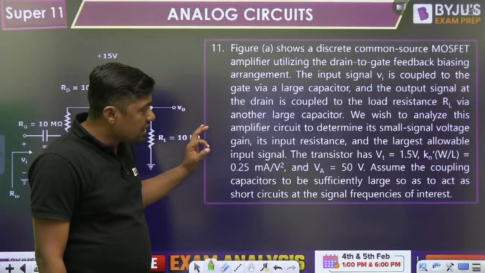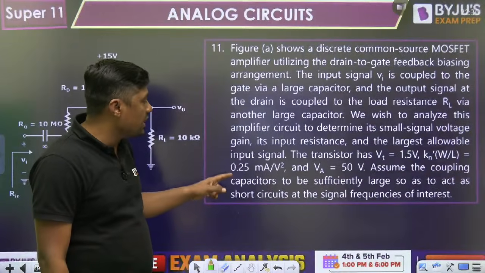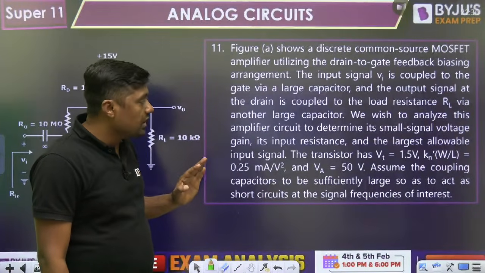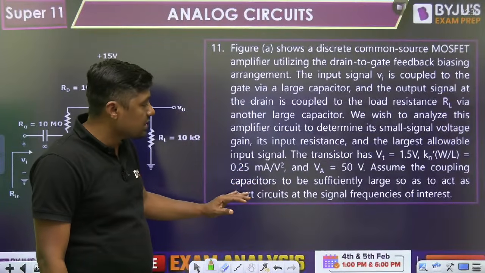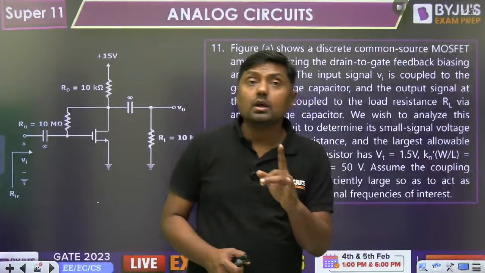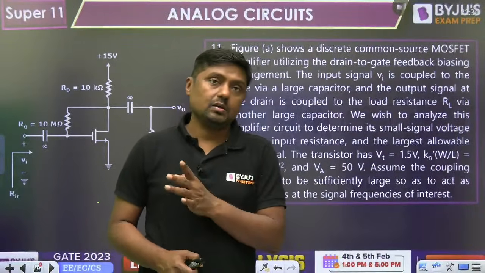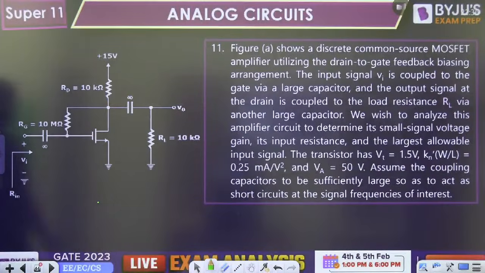The transistor has Vt equal to 1.5 volt, Kn dash W by L equal to 0.25 milliampere, Va equal to 50 volt. Assume the coupling capacitor to be sufficiently large so as to act as a short circuit at the signal frequency of interest. That is a very big question, but only one thing is important. What is the voltage gain? Midband voltage gain. This is a question on MOSFET.